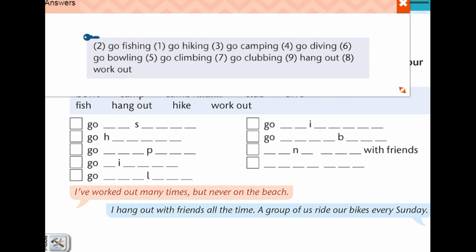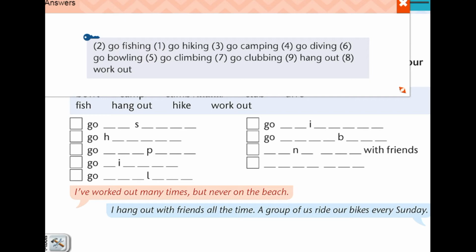Bowl means jogar boliche. When you say eu jogo boliche, you can say it in two ways. You can say I bowl or I go bowling. Go bowling is more common to use than bowl, right? And it's more frequently spoken, right? The same way, climb. You can say I climb this rock every weekend, or I go climbing, right? And the same way, go clubbing or going to nightclubs, go dancing, or you can say I dance. I dance with my friends or I go dancing with my friends.